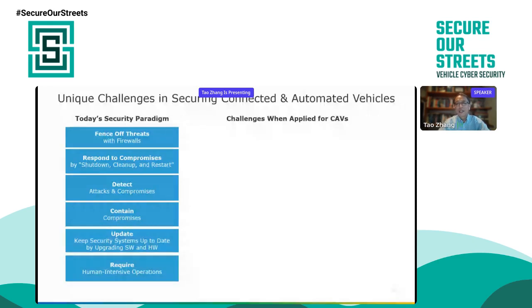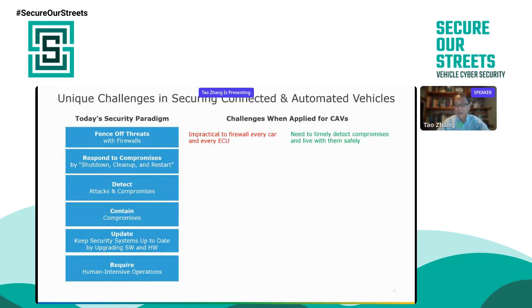So for example, today we secure our systems by first of all trying to fence off threats with firewalls and so on. If you apply that to cars, you find it's very impractical to firewall every single car or even every single ECU on the car. So what does that mean? That means you need the ability to timely detect those compromises, and very often you may have to live with them, at least temporarily. For example, you find a virus on a car going 60 miles per hour on the highway, and what do you do? You need to be able to keep that car safe, at least temporarily, before you can take care of that malware.